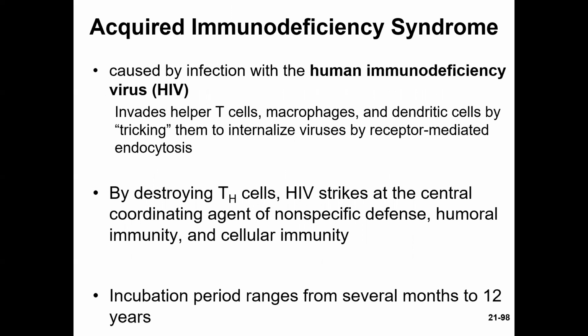Okay, acquired immunodeficiency syndrome, or AIDS, is caused by infection with HIV. It invades helper T cells, macrophages, and dendritic cells by tricking them into internalizing the viruses by receptor-mediated endocytosis. By destroying Th cells, HIV strikes at the central coordinating agent of nonspecific defense, humoral immunity, and cellular immunity. It has an incubation period that ranges from several months to 12 years.